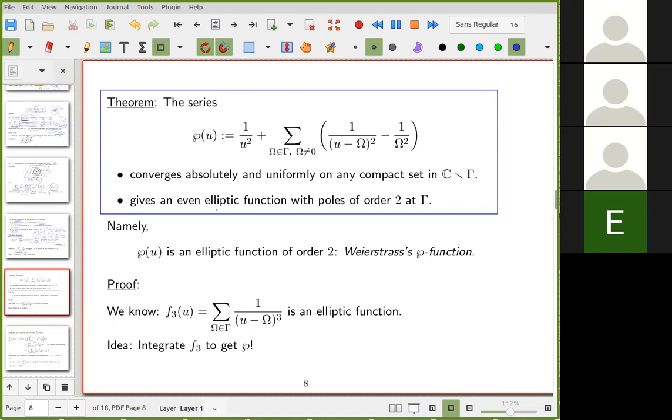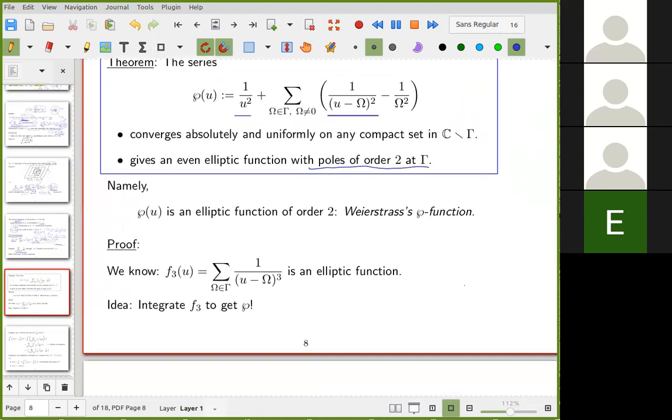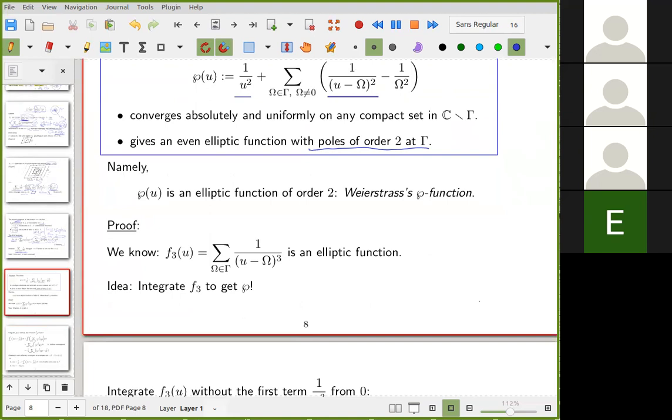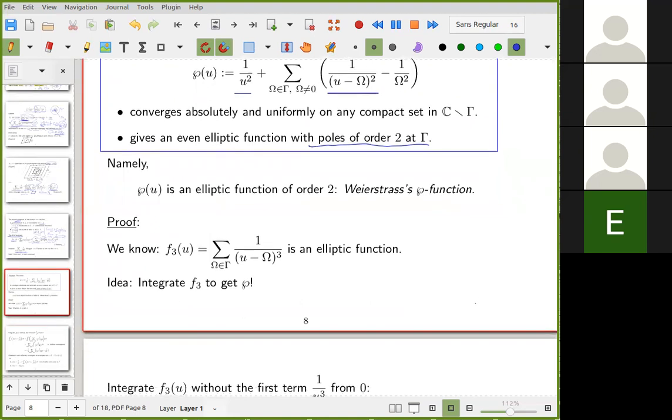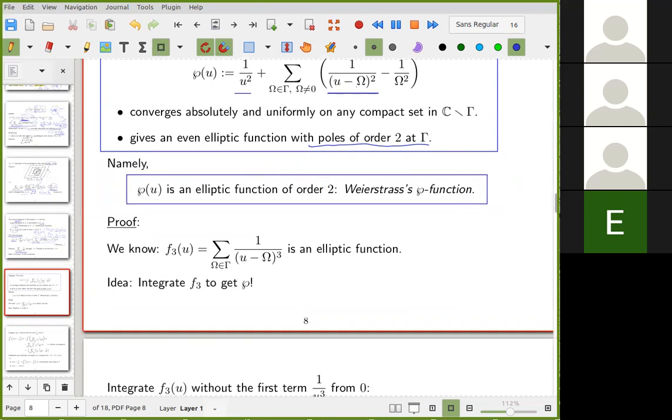Sorry, and this is a meromorphic function with all poles of order 2. Well, probably this is obvious from this expression, but convergence is still to be proved. And yes, I have already mentioned many terms, but this is the definition of the Weierstrass P function by a series.